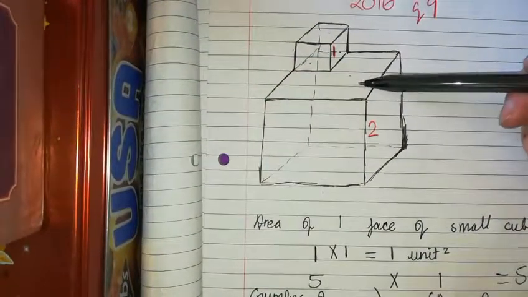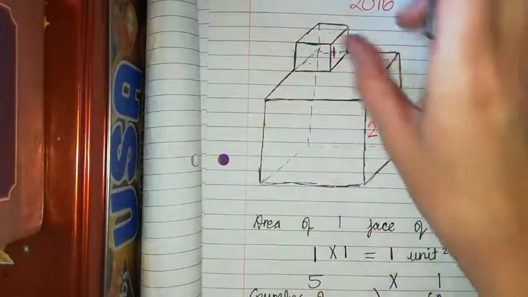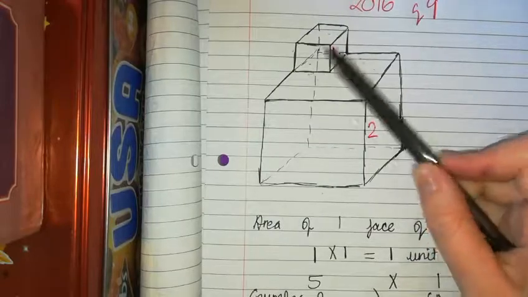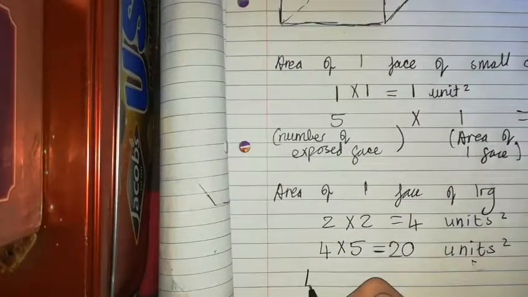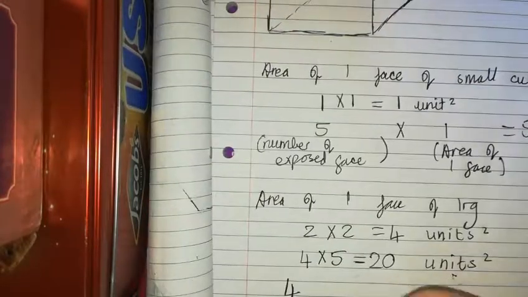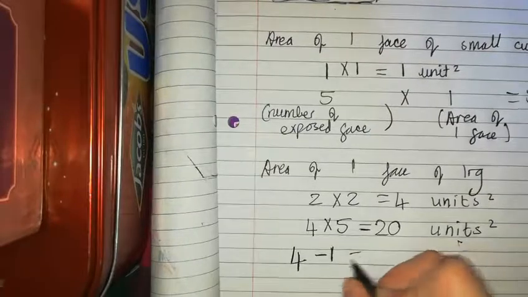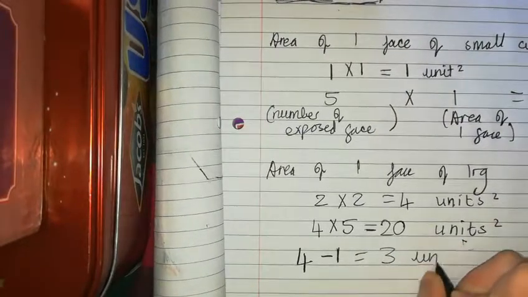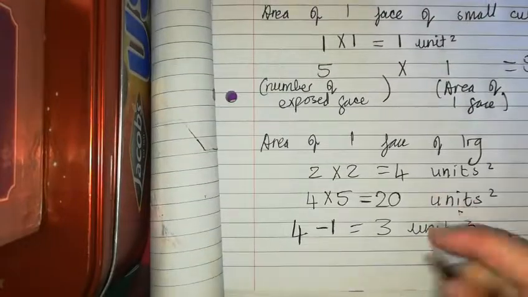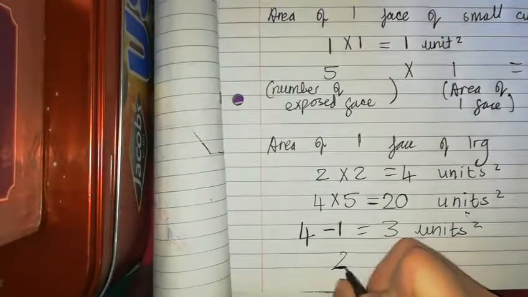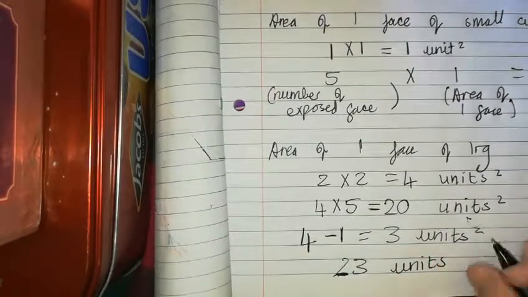The area of the top one is going to be equal to the area of the larger face altogether, subtract the area of the face of the small one. The area of the large one on top is 4 and the area of the smaller one is 1, so the area that's actually left is 3 units squared. So the area that the large one actually takes up is 23 units squared.